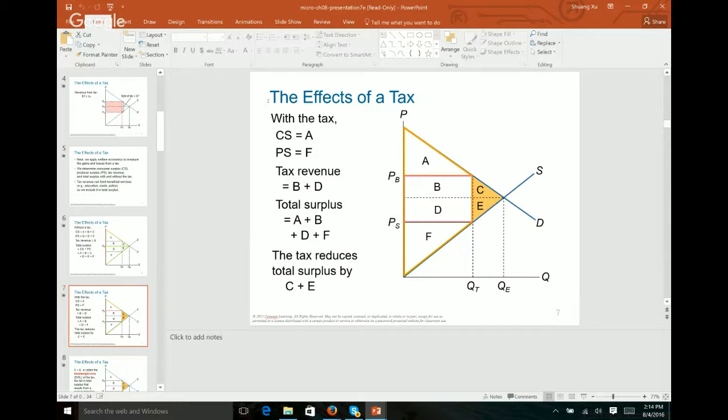And then same for area E. So area E used to belong to the producers, but now nobody can claim that anymore. So nobody has it. So we call this C and E. This is the deadweight loss for the economy.